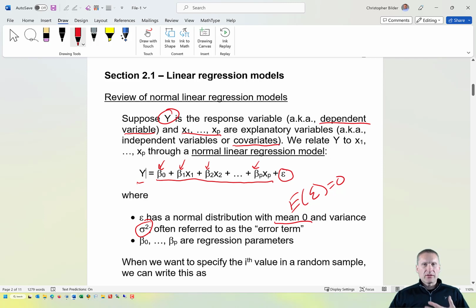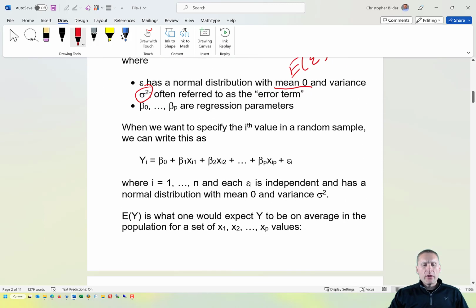Now this expression is how we think about how y comes about in terms of our population itself. We could rewrite this if we wanted to focus on one particular value that would occur in our sample. We could rewrite this so that we have an i subscript on the y's and the x's and even our epsilon as well. Each of these epsilons again have a normal distribution, and also writing it this way helps us emphasize that these epsilons need to be independent of one another, meaning what happens for one item in your sample cannot affect another item in your sample.